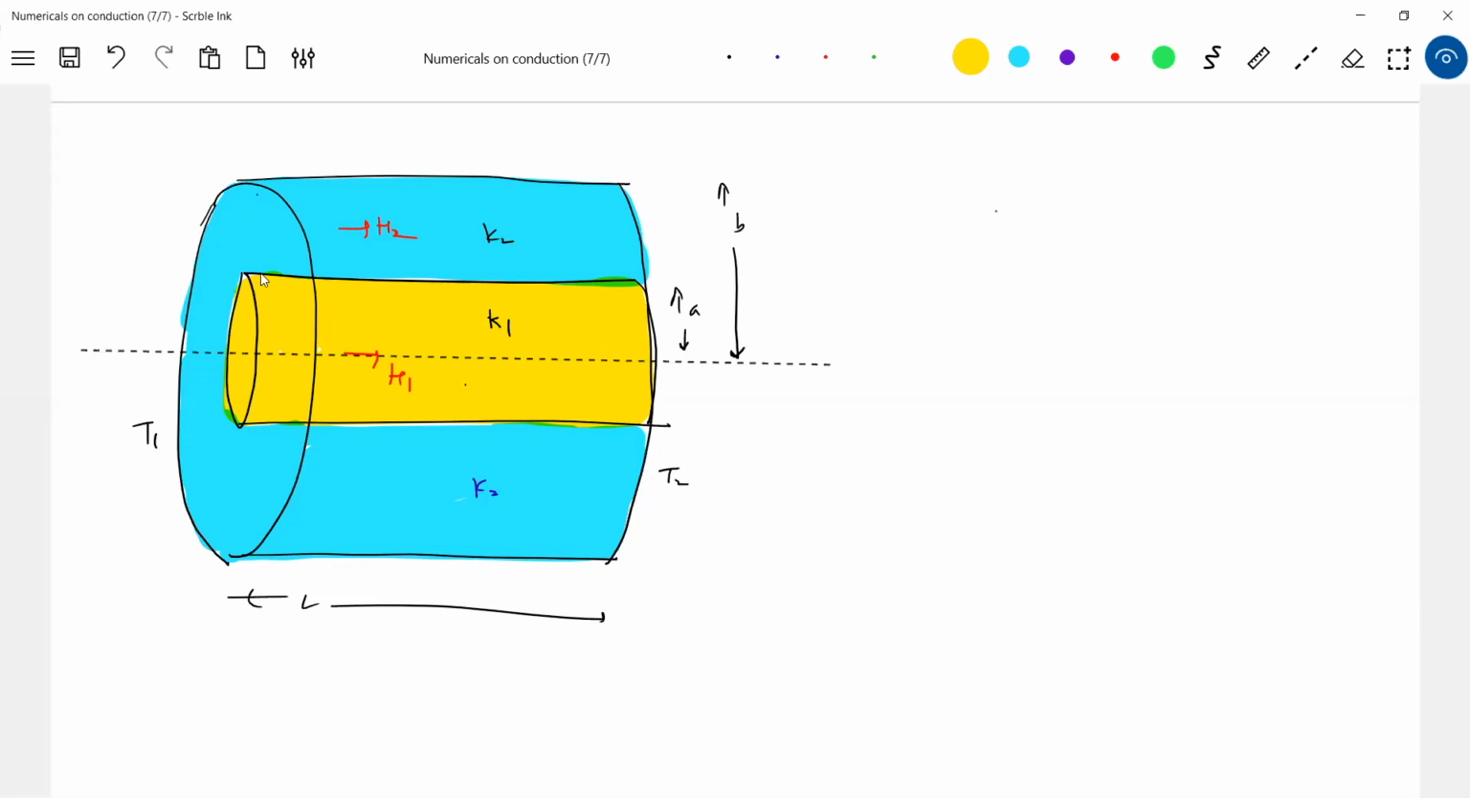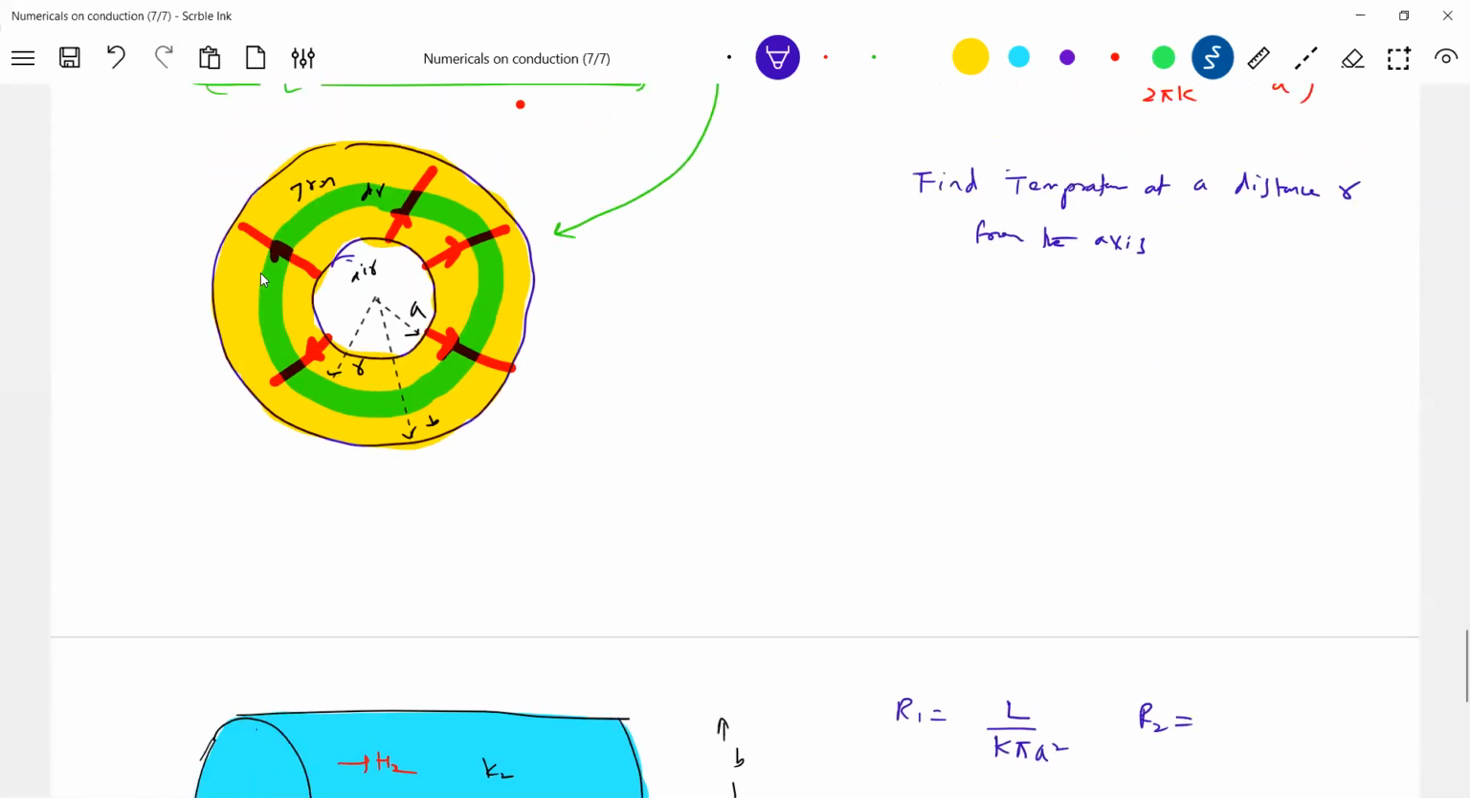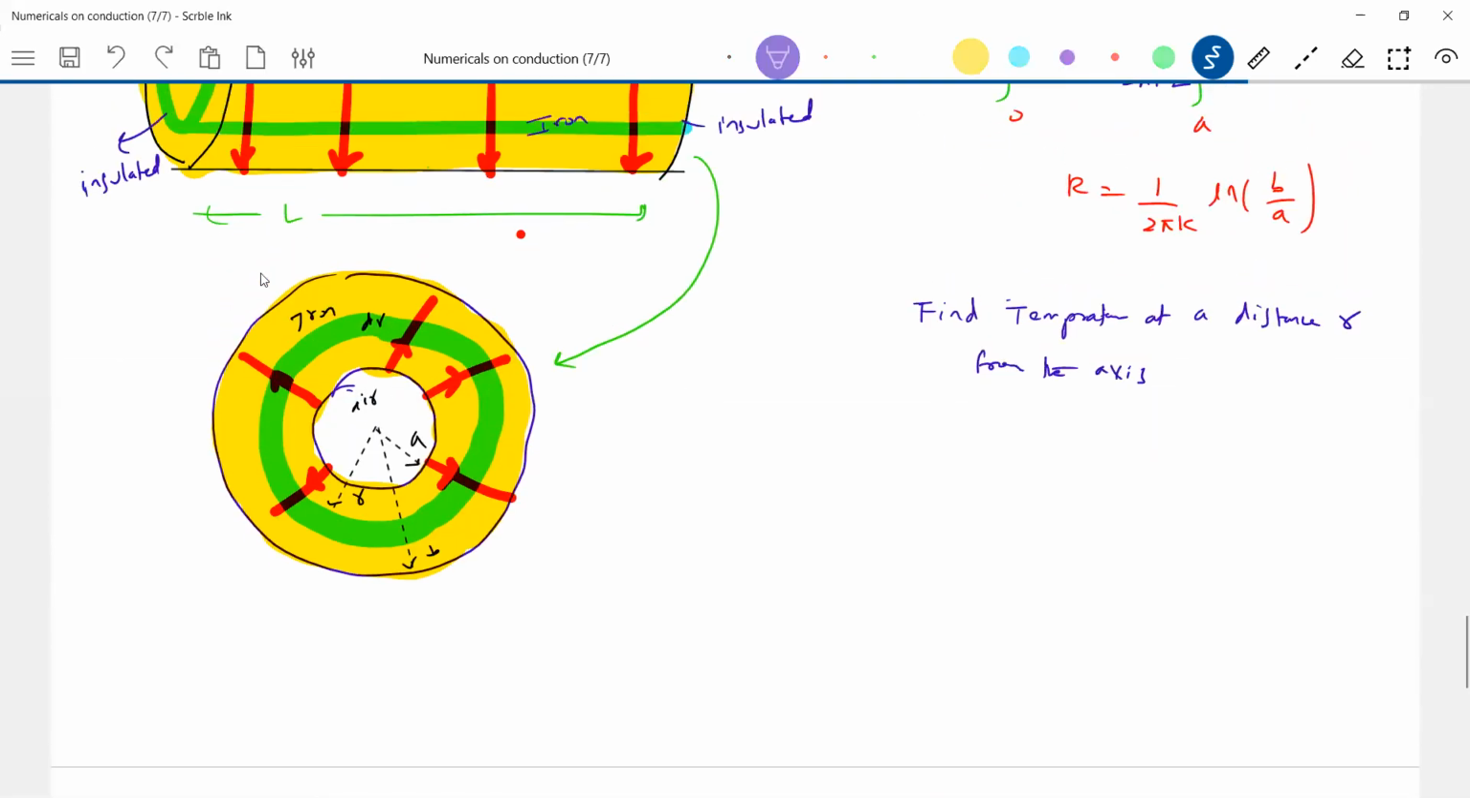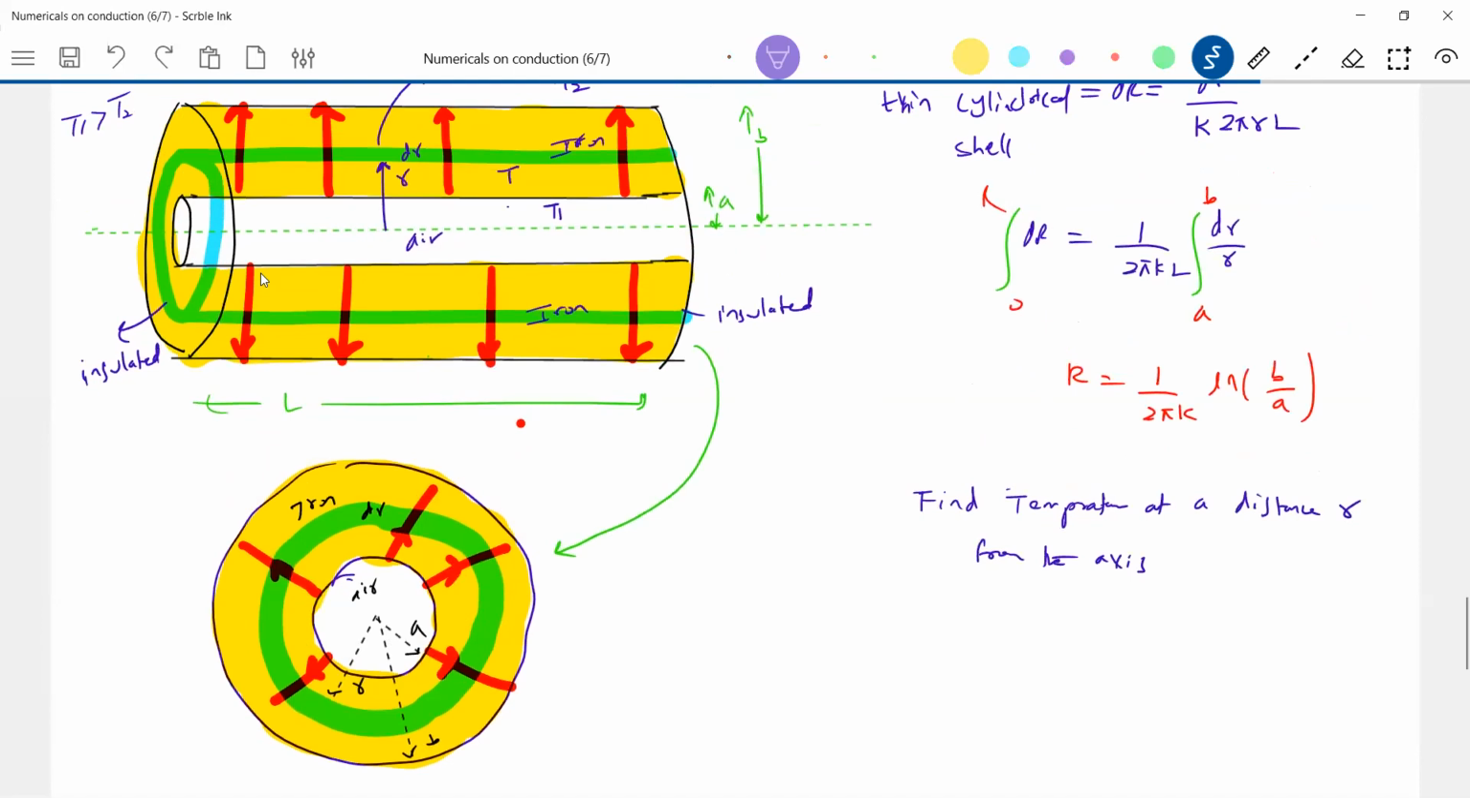Yes, anybody? Can you say what is the thermal resistance of this? Resistance R1. It's a solid cylinder, L by K into pi A square. What is the resistance of the thick cylindrical shell? The blue color layer will be like a thick cylindrical shell. Just now we have derived. What is the resistance of that? 1 by 2 pi K.